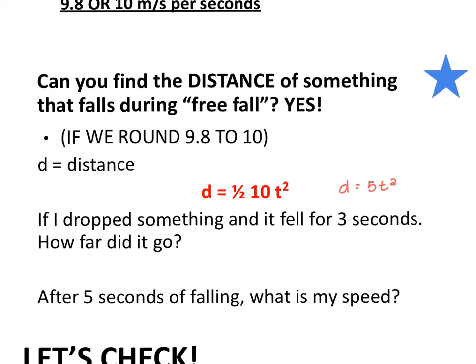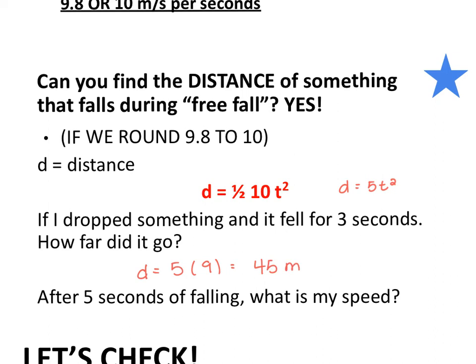So now if I were to drop something and it fell for 3 seconds and I wanted to know how far it would go, all I would need to do is take 5 times the square of 3, which is 9, to give me 45 meters.